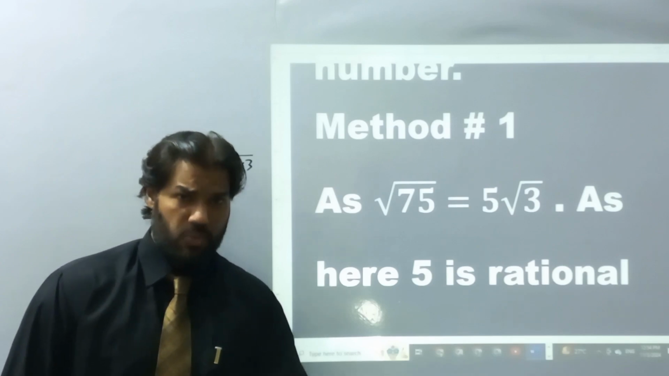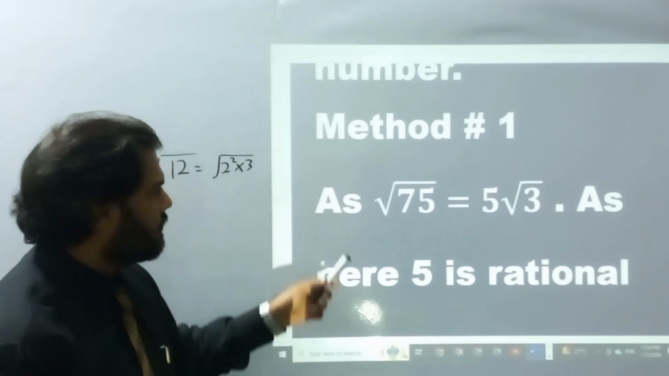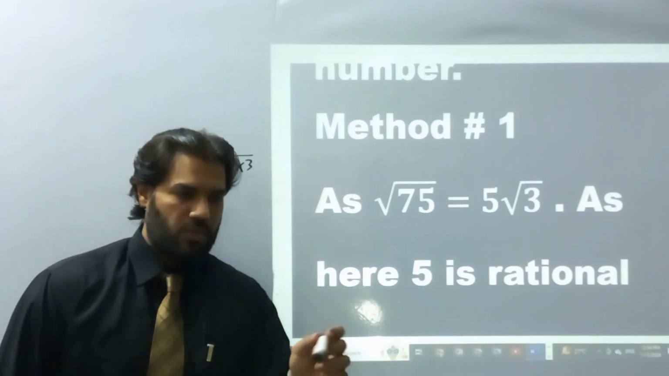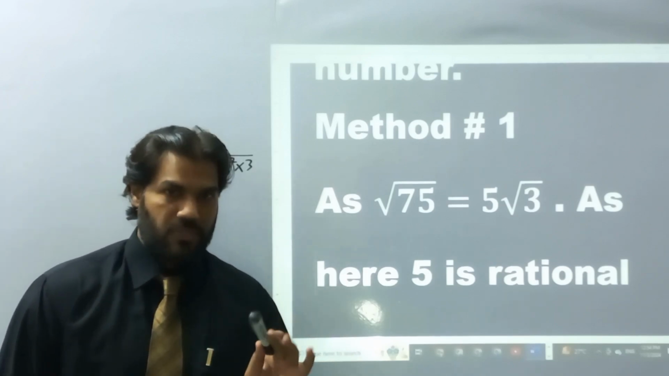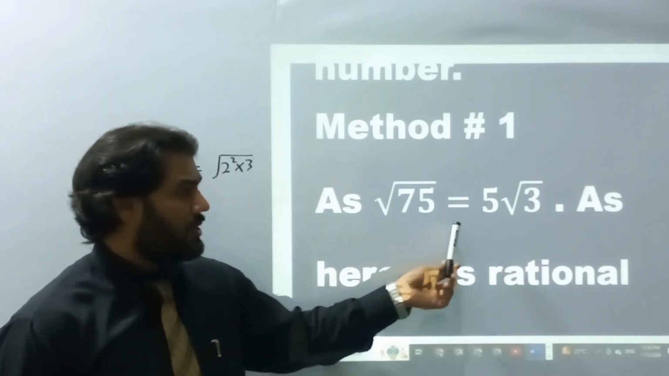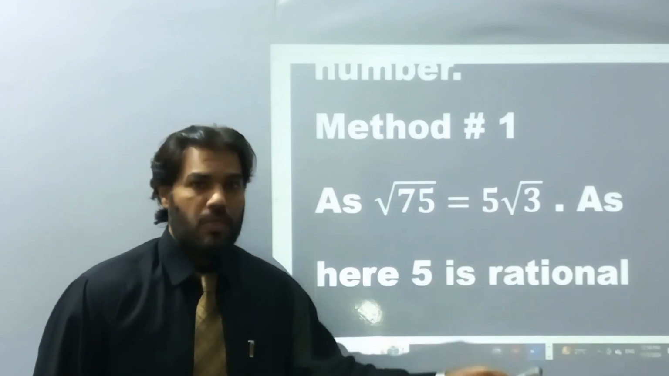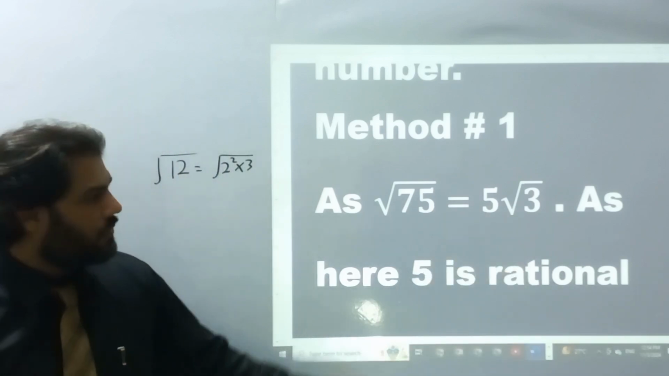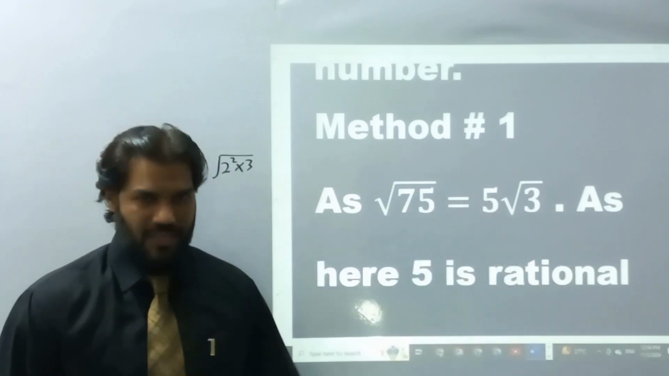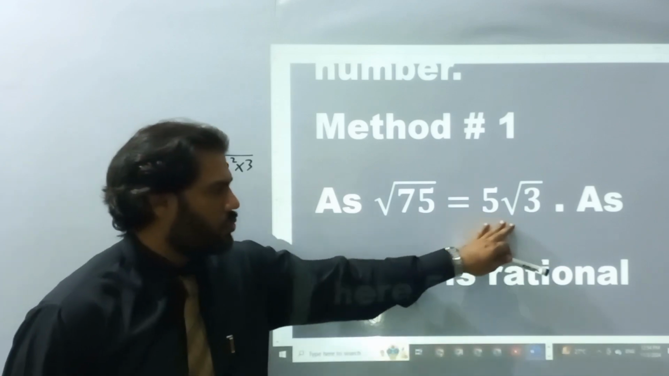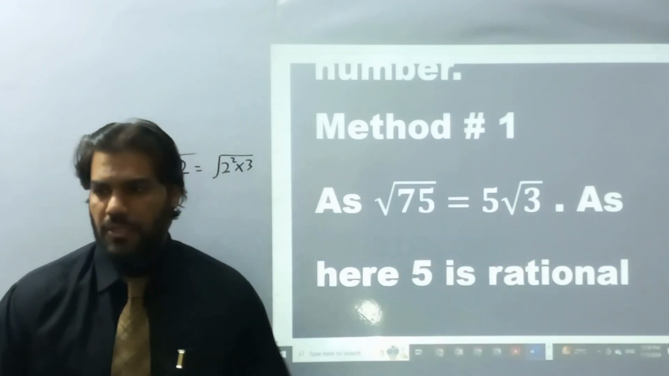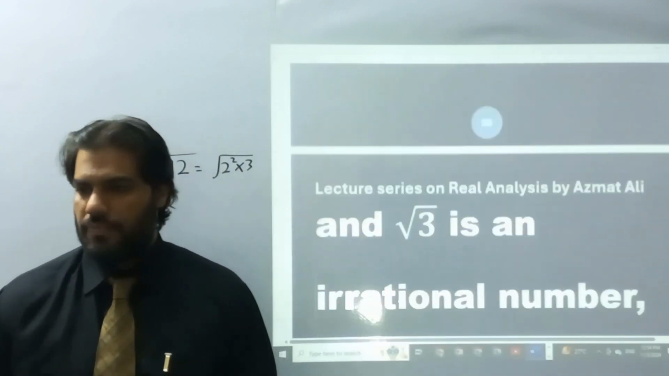Next we prove the irrationality of square root 75 by using method number 1. I will discuss method number 2 also here. Square root 75 can be written as 25 into 3. So 25 is a perfect square. That can be written as 5 into square root 3. So again, by using the result, 5 is a rational and square root 3 is an irrational number. The product of these two numbers will be an irrational number simply. Square root 75 is an irrational number.